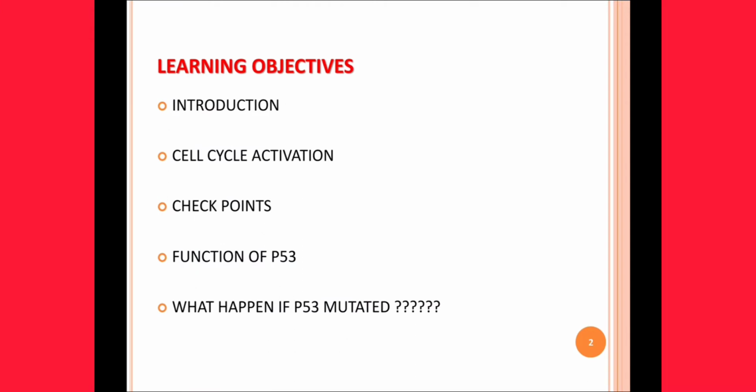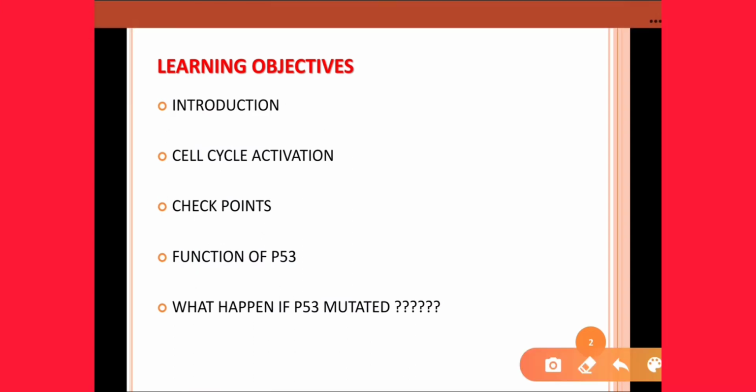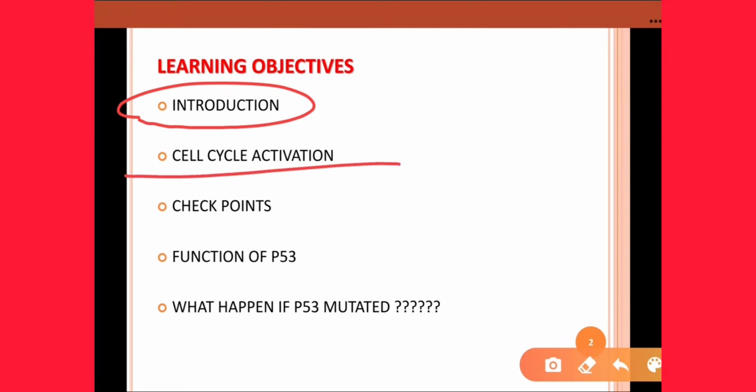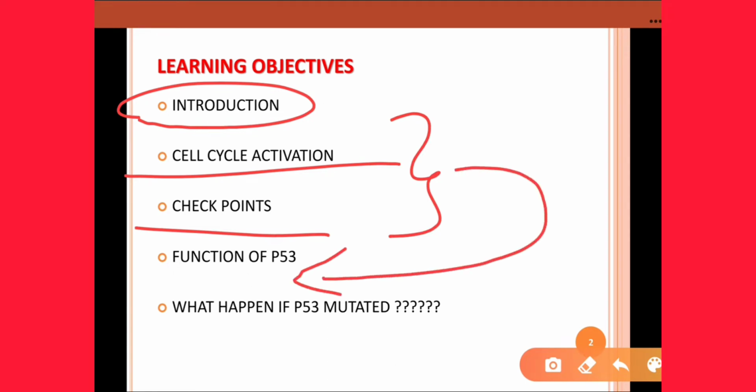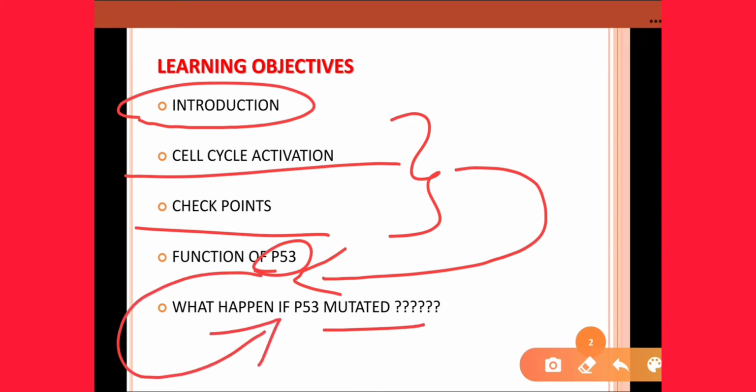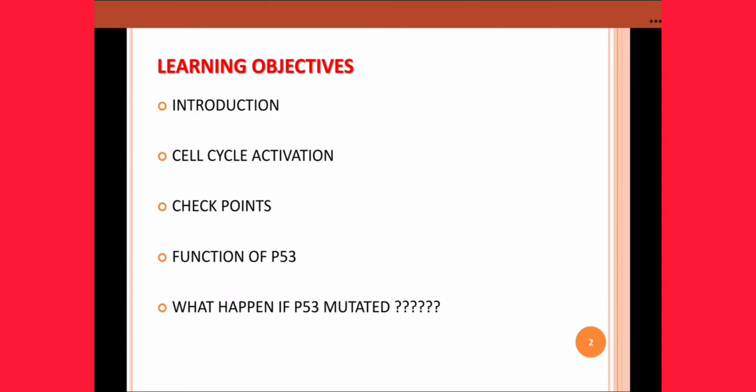So as per the new curriculum, any topic should be covered with learning objectives. So which are our learning objectives? First we will understand what is P53. Then we will understand the cell cycle activation, how the particular cell cycle movement happens. Then we will understand which are the checkpoints for DNA repair. And once you understand these two topics, you can easily understand the function of P53, and so you can understand what happens if P53 is mutated.